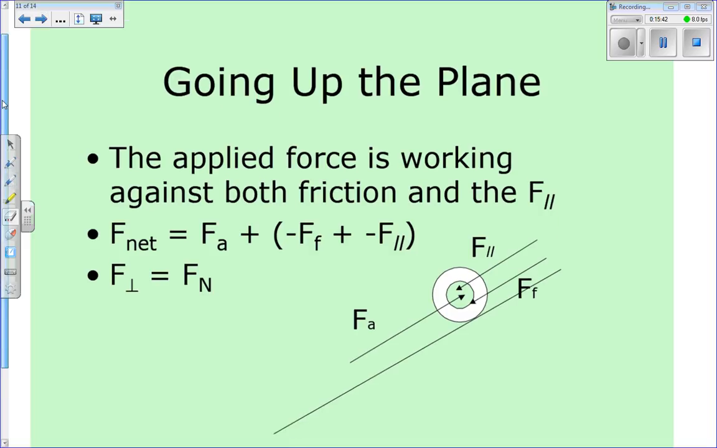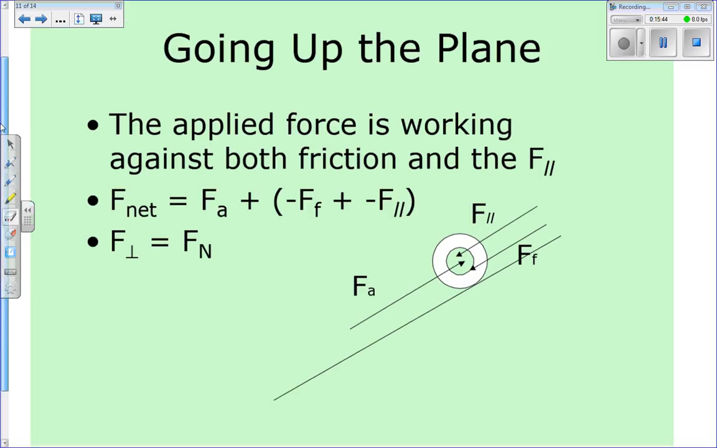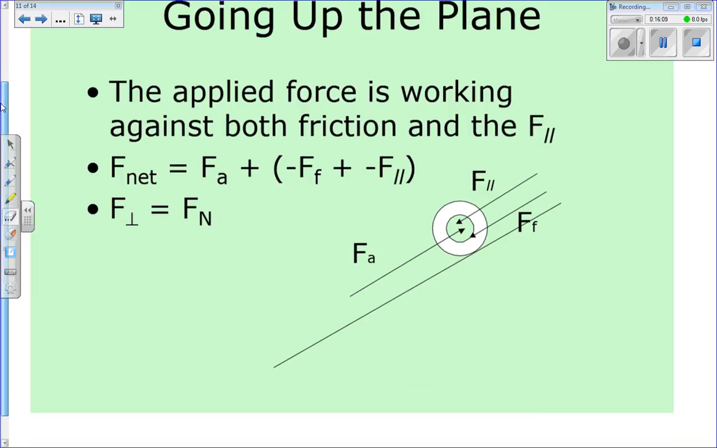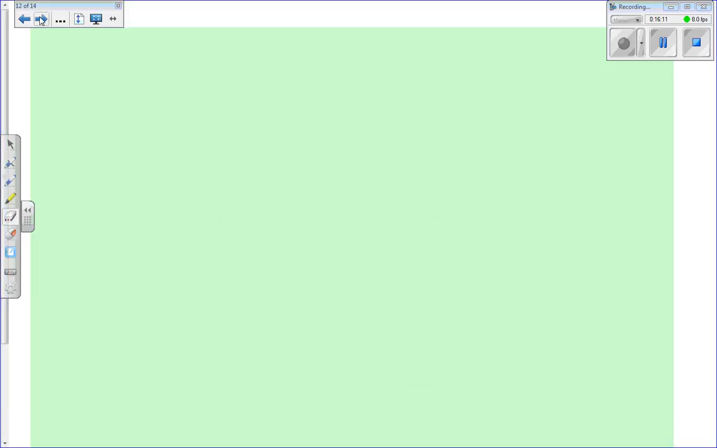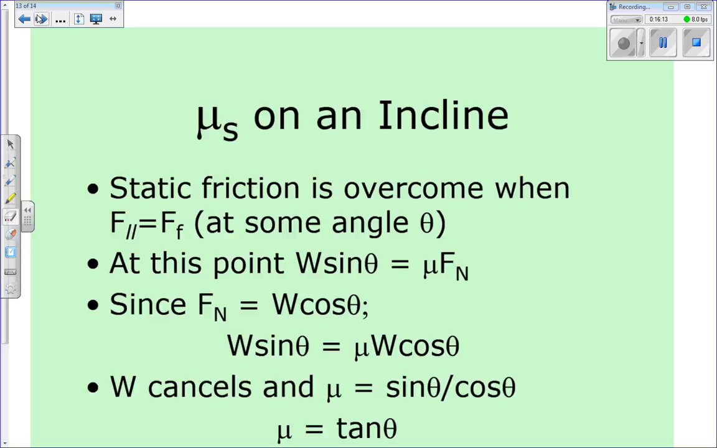Okay, so if the object is being pulled up an inclined plane, then the force applied is pulling it up the plane. The parallel component of the weight still acts down the plane. So does the friction force. So now the net force would equal the force applied, pulling it up the plane, plus the combination of the friction force and the parallel component of the weight, which would both be negative in that case. Perpendicular component still is equal to the normal force.